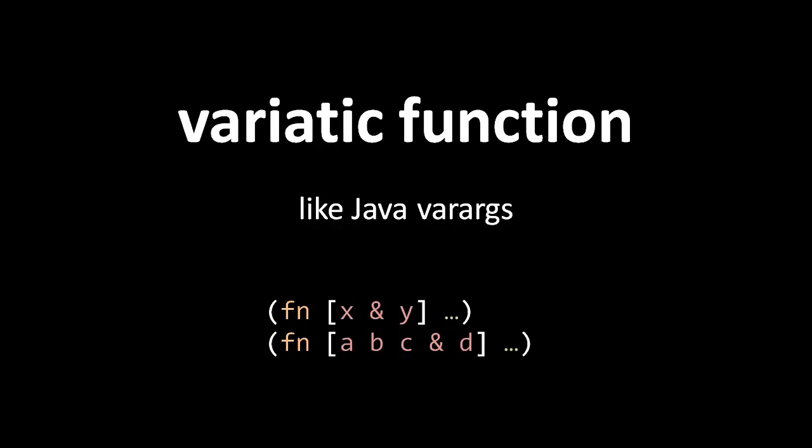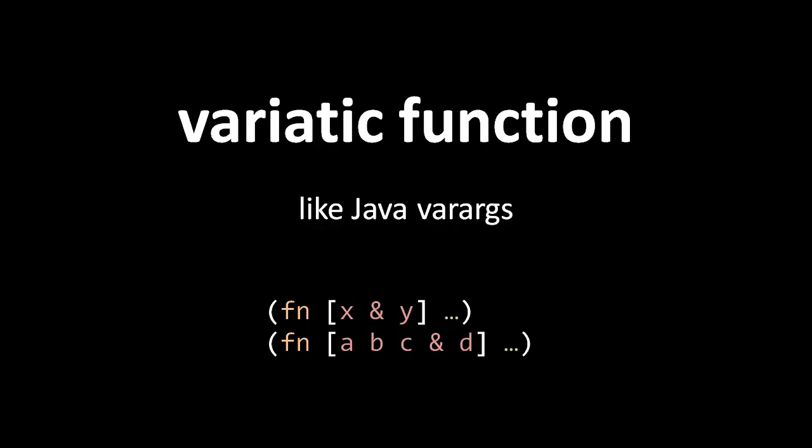So here the function with the parameters x ampersand y, that function can take either one argument, in which case that argument will be passed to x, and y will be nil, or it can take two or more arguments, in which case, again, the first argument is passed to x, and then any remaining arguments are passed as a vector to y. Similarly, a parameter list of a, b, c, ampersand d means that the function can take either 3 arguments or 4 or more arguments, and if it's just 3, then those arguments get passed to a, b, and c, and d is nil. But if there are 4 or more arguments, then the 4th argument and all the arguments after it get passed as a vector to d.